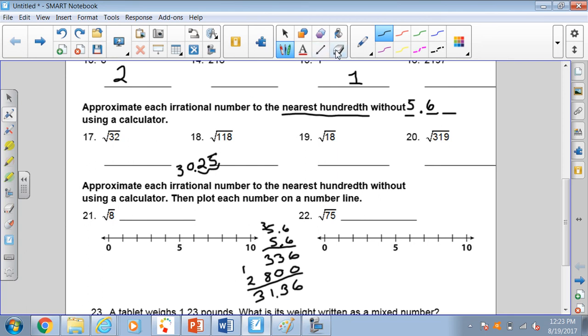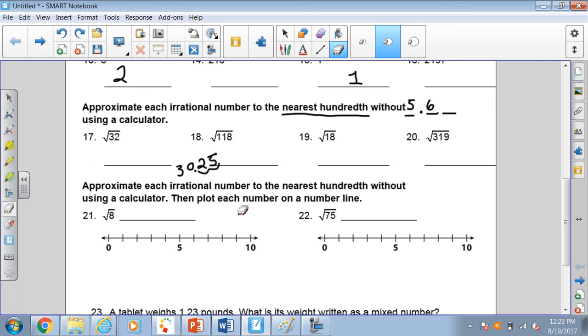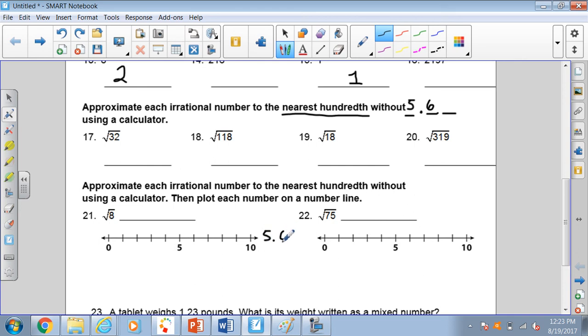So let's go ahead and erase this work. And let's see if we can find, again, a number. We know it starts with 5.6. But let's start in the middle again, 5.6, and we'll start with the middle number 5 to see where that gets us.